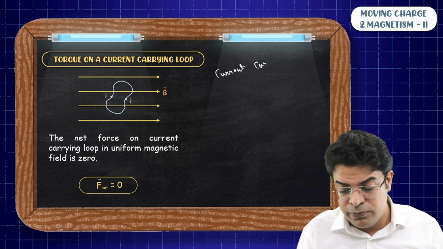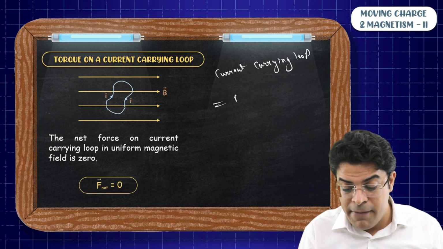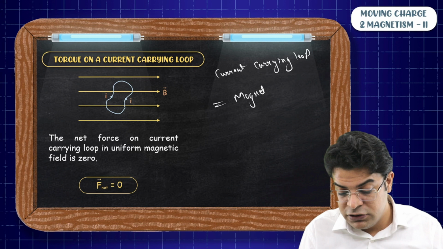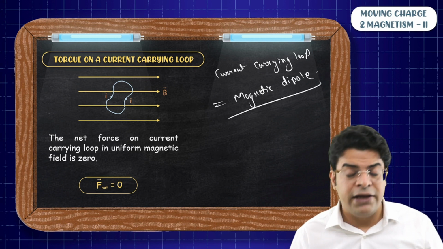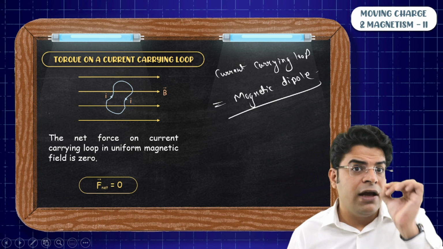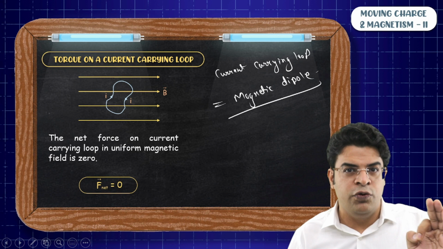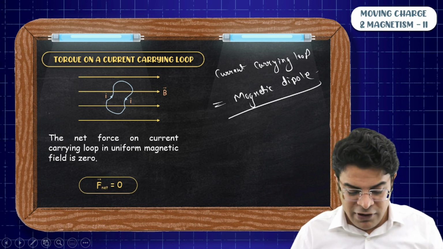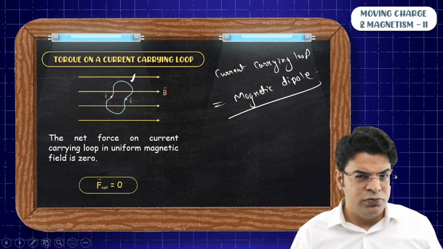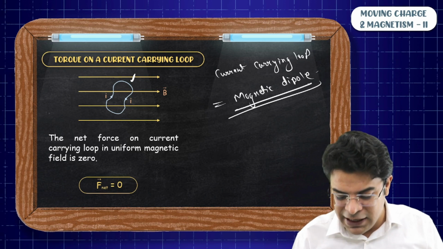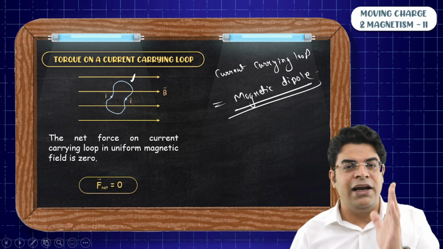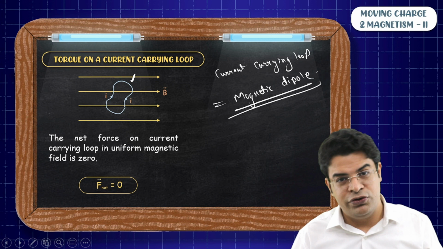A current carrying loop is as good as a magnetic dipole. And just like when you have placed an electric dipole in a uniform electric field, it experiences zero force, in the same way, when you place a current carrying loop, which is nothing but a magnetic dipole, in a uniform magnetic field, it experiences no net force.